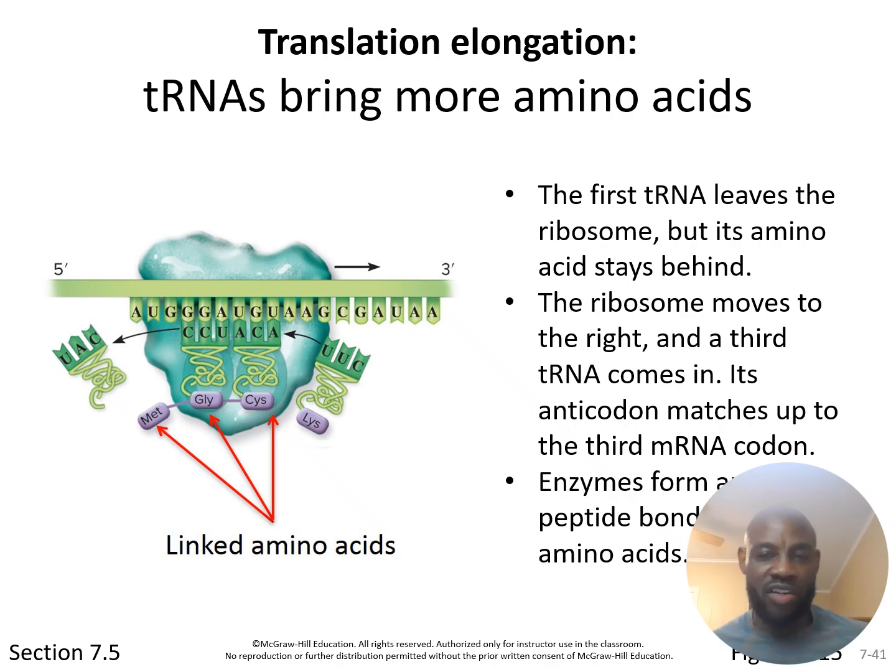The first tRNA leaves the ribosome, but its amino acid stays behind. The ribosome moves to the right. The ribosome is this big unit here. It's moving down this messenger RNA, and slowly each 3 nucleotides are going to bind to a section of tRNA, which is going to bind to the next amino acid.